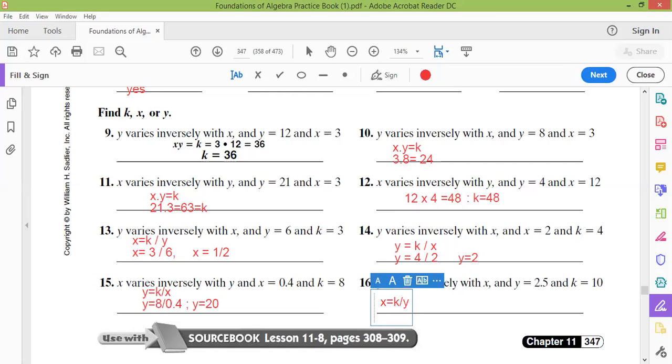So, X is equal to K, which is what? 10 divided by 10 over 2.5. So, what will be the answer? X is equal to? Four.